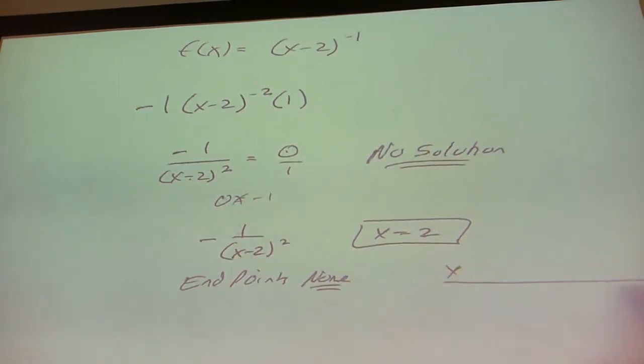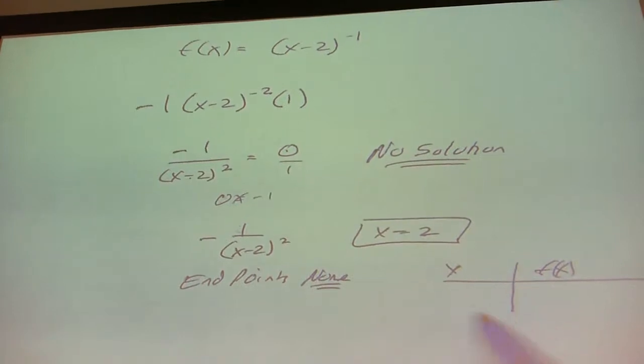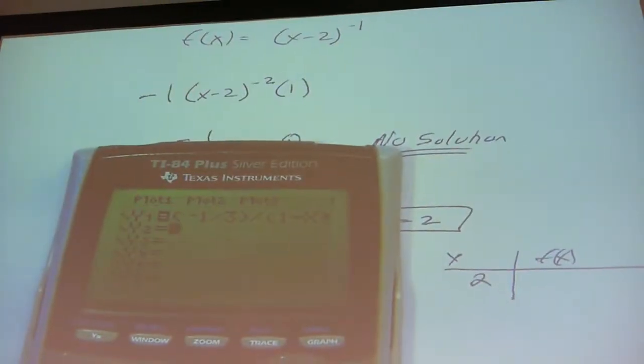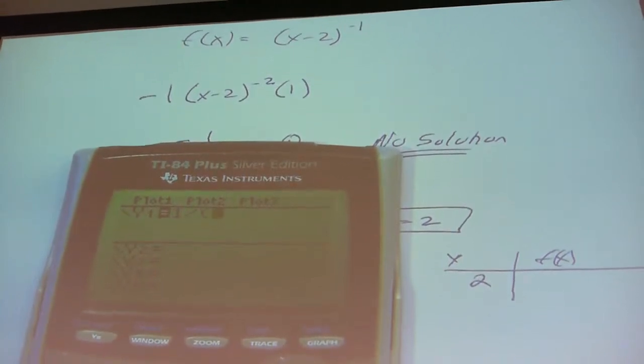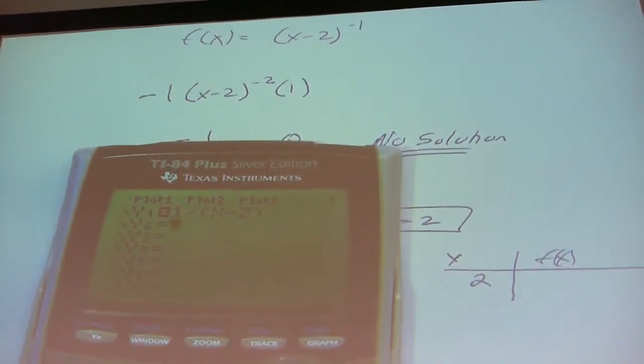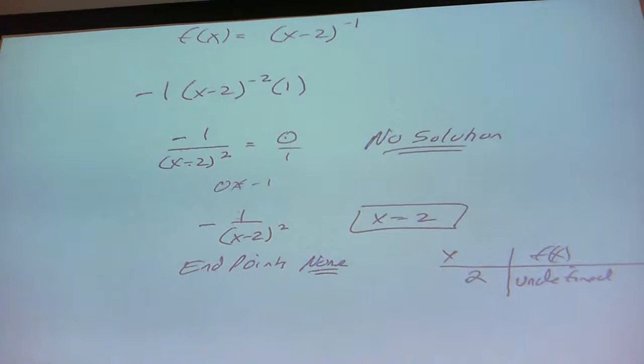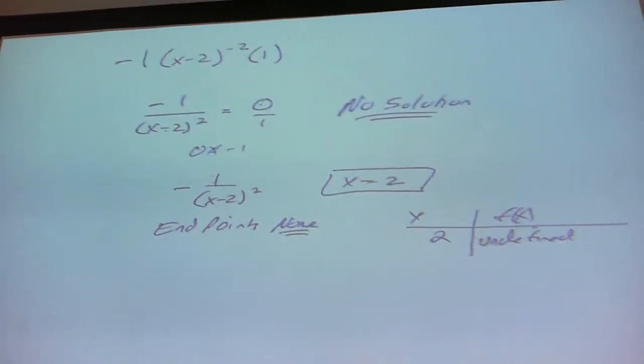We make our little table. I'm going to plug 2 into the original. Go to my calculator. My original is 1 divided by parenthesis, be careful, x minus 2. When you plug in 2, what do you get? Error. What does error mean? Undefined. Well, first of all, I know that's a problem, so I'm probably not going to get a max or a min. There's something special, something weird going on at 2.